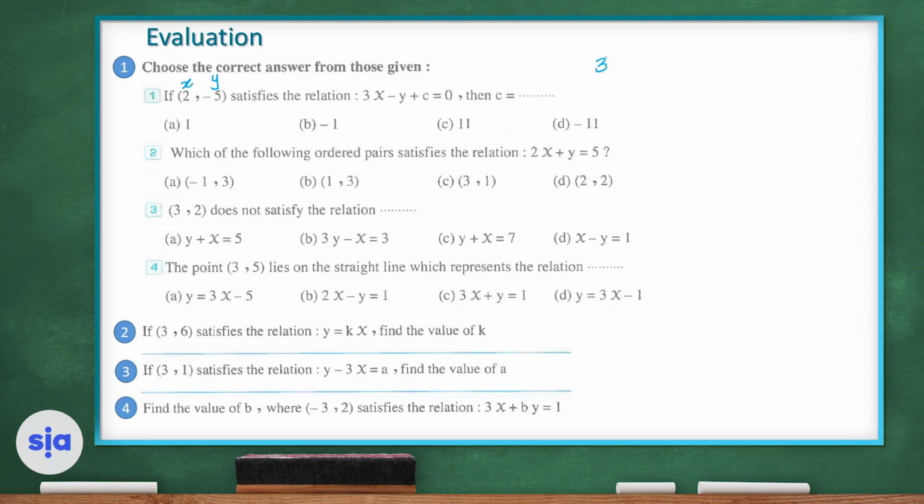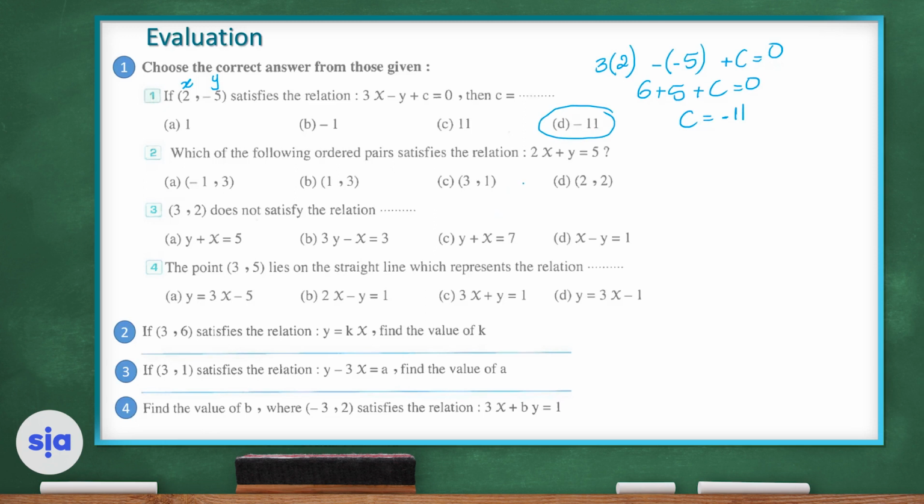So 3 times 2 minus negative 5 plus c equals 0. So 6 plus 5 plus c equals 0. Then c equals negative 11. Then for question 1, the correct answer is choice D.